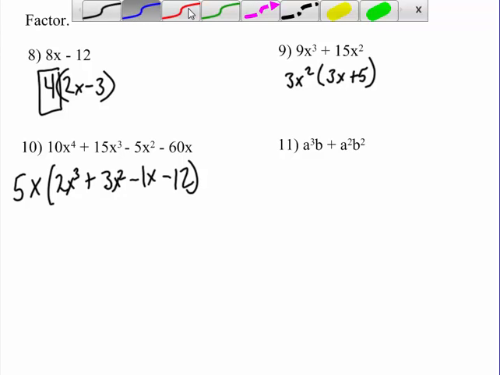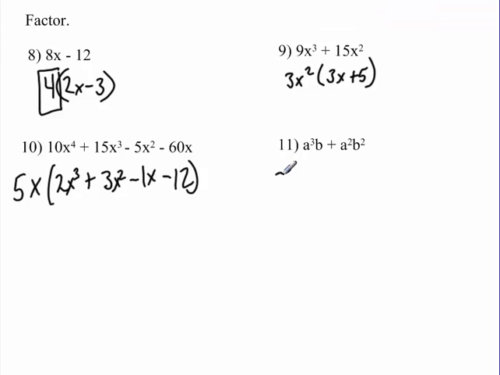Alright. Over here, now I got two variables. Again, what's in common? I have 3a's here and 2a's here, so 2a's are common. I have 1b here and 2b's here, so 1b is common. And we're left with a plus b. And that's your final answer.